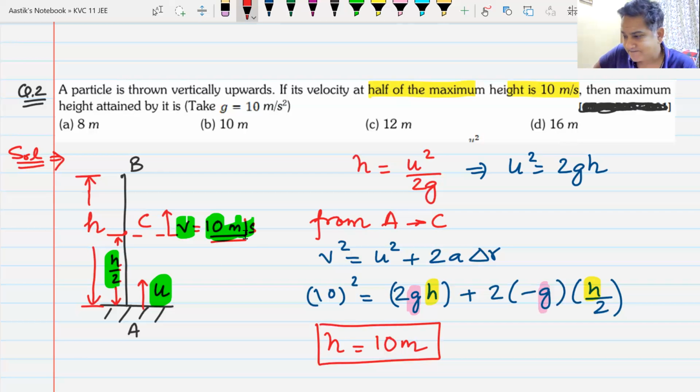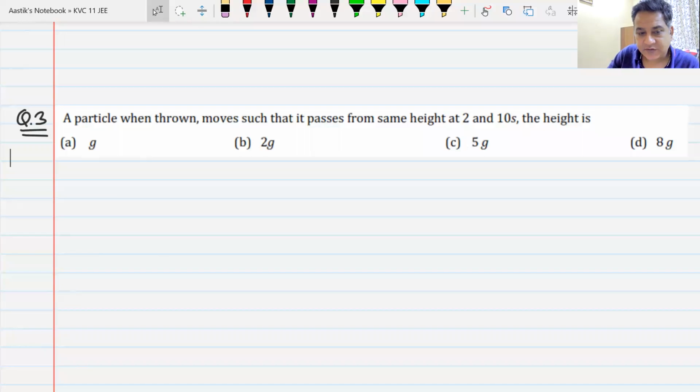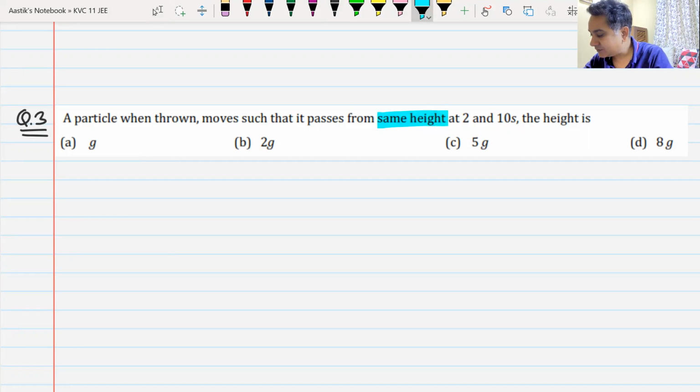Everyone got this? Okay. Here comes the next question. A particle, when thrown, moves such that it passes the same height at 2 and 10 seconds. What is the height? I'll give you 2 minutes to think about this.